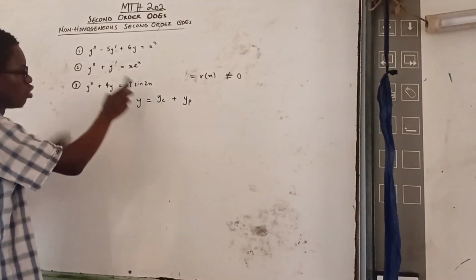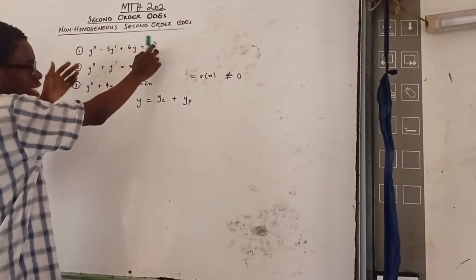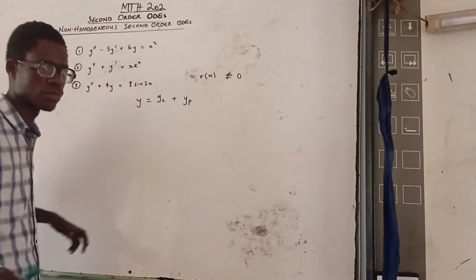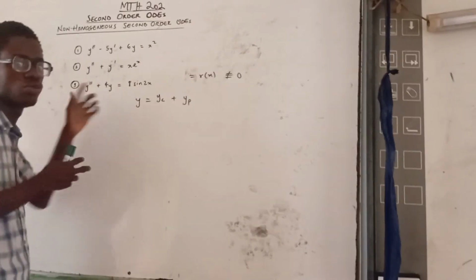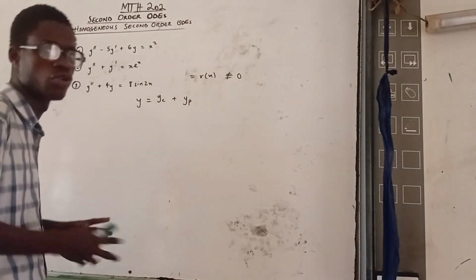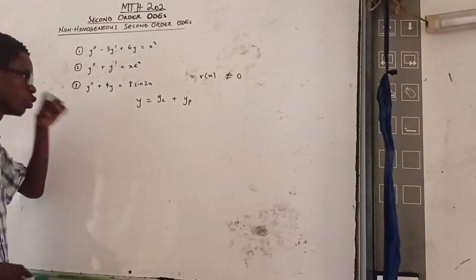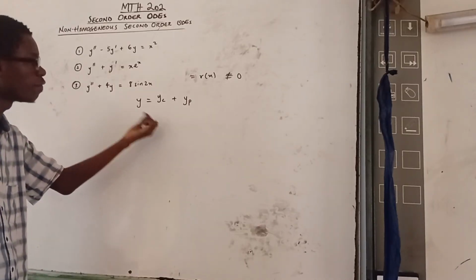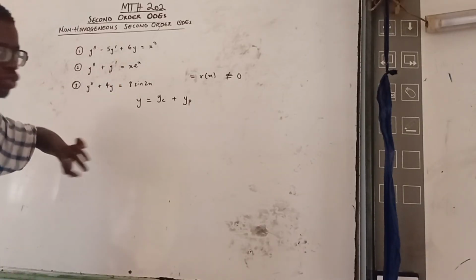The complementary solution is you solving this part and taking this side as 0. That's the complementary solution. We can all do that based on what we have done before. You can check previous videos for that. So this is our general solution for any non-homogeneous ODEs.